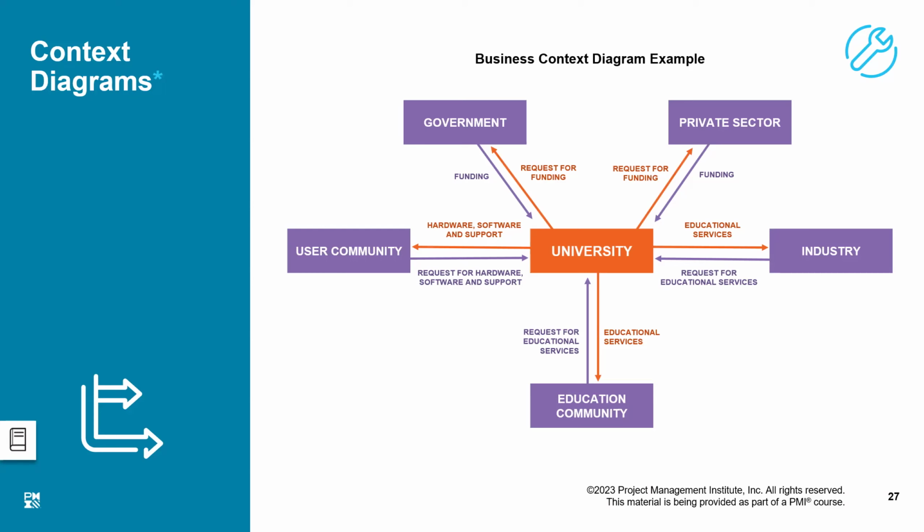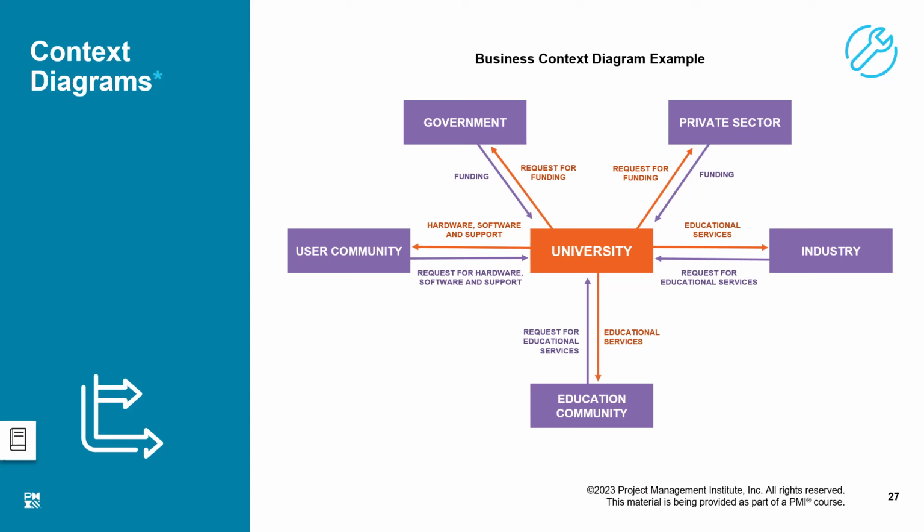Now, this is not very complicated. This is a very simple diagram. For example, you are trying to establish a university. What are all the entities which are going to interact with the university? What would they want from the university? And what would the university want from them? That is identification of these entities and developing their relationship. These arrows show what we want and what we get.